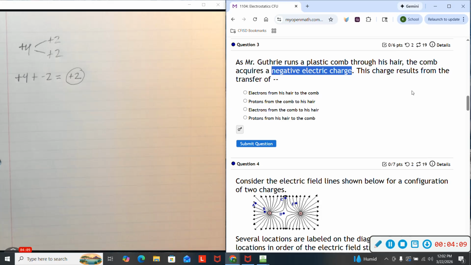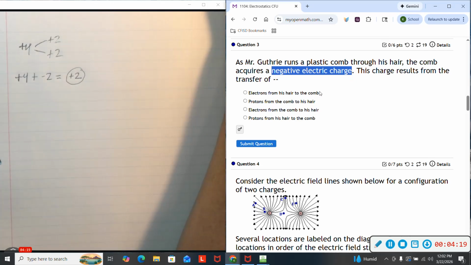That's how something becomes negatively charged, which means that his hair has to have lost electrons. And so electrons would be transferring from his hair to the comb, and that's the answer that we are going to select here. It's the first one.